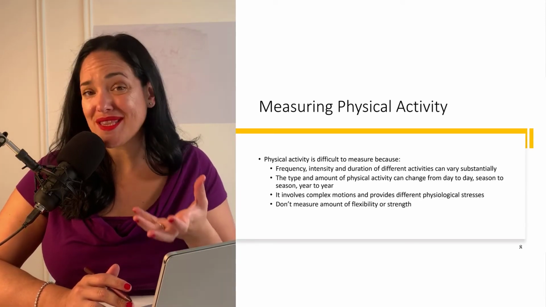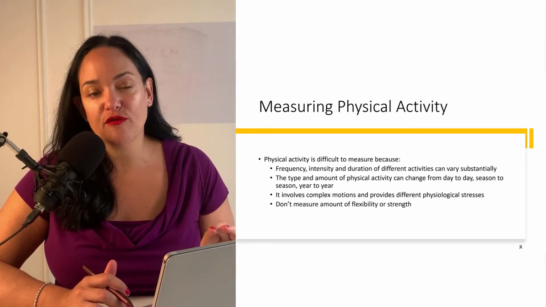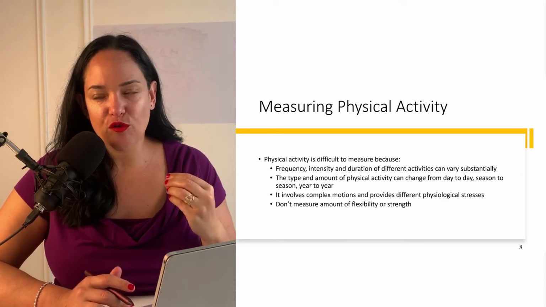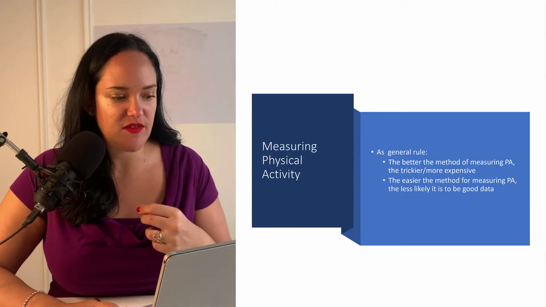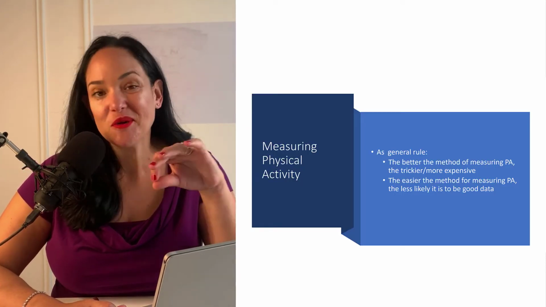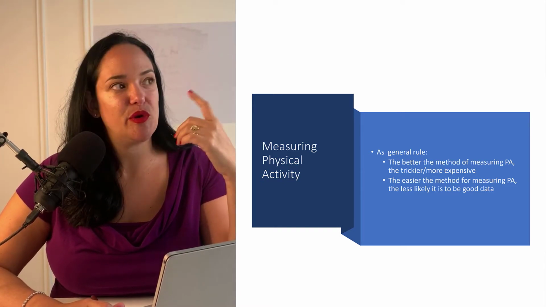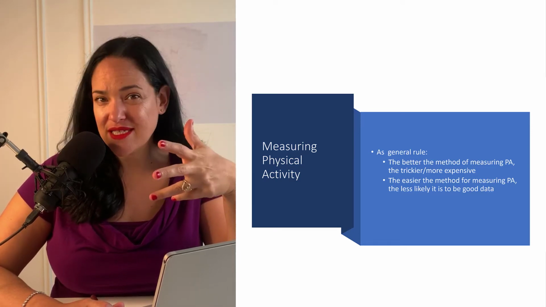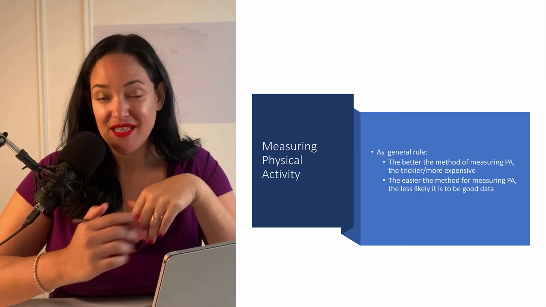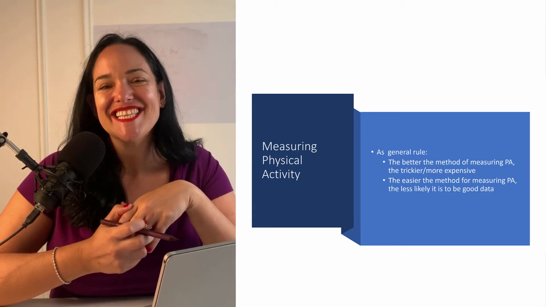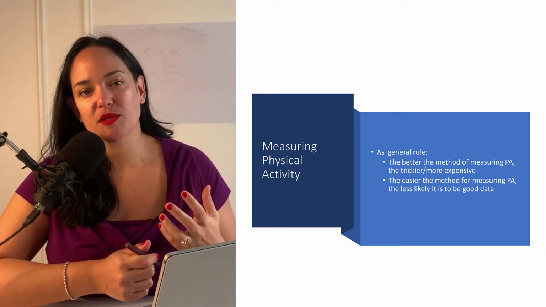But you're going to see in this unit that we try, and it's still important to do even if we don't have perfect measures. In this unit, we're going to go over some of the major ways of measuring physical activity and some of their advantages and disadvantages. As a general rule, the better the measure of physical activity, the more expensive it is, the more equipment it needs, the more complex it is. And alternatively, the easier the method, like self-reports, for instance, the less likely it is to be accurate, the less likely it is to fully capture how much people are exercising.